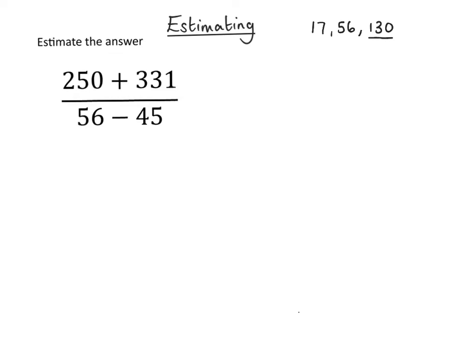130 is probably the one that's newest here. That's about significant figures. 17 is about rounding to the nearest 10 and hundreds. And 56 is about rounding to 1 decimal place and 2 decimal places.